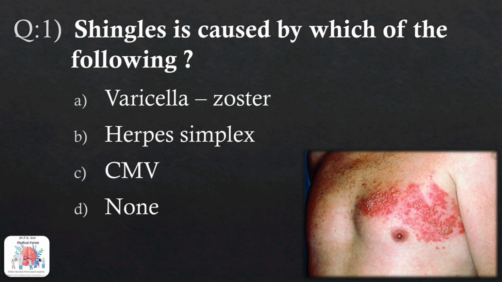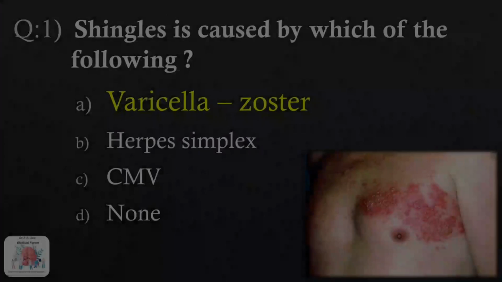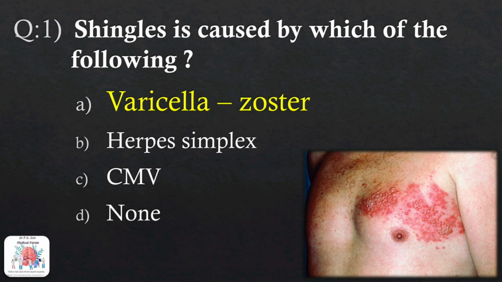Question number 1. Shingles is caused by which of the following? Option A, varicella zoster. Option B, herpes simplex. Option C, cytomegalovirus. Option D, none. So, the correct answer for this question is option A, varicella zoster.